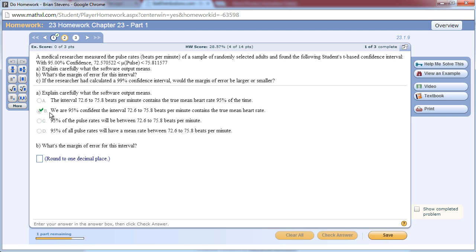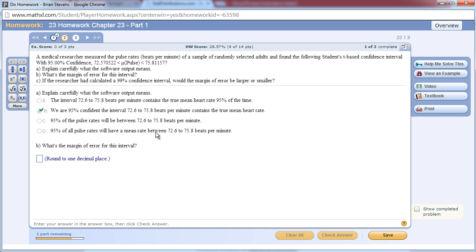Usually we state our confidence level, what we are talking about, and then we give the interval itself. Very important, they're talking about the true mean heart rate. That is so important. We're not talking about a proportion, we're not talking about a standard deviation. This is the true mean heart rate. We're estimating that the true mean heart rate is contained in this interval.